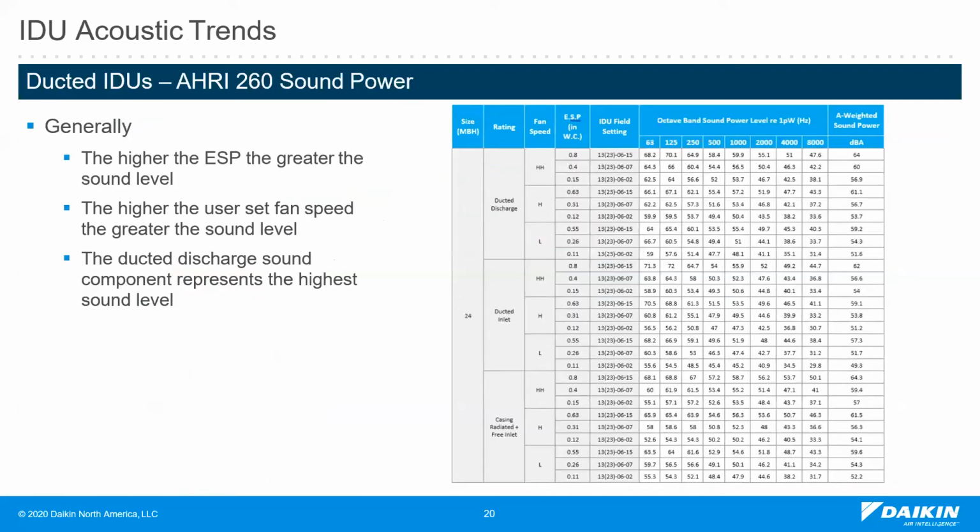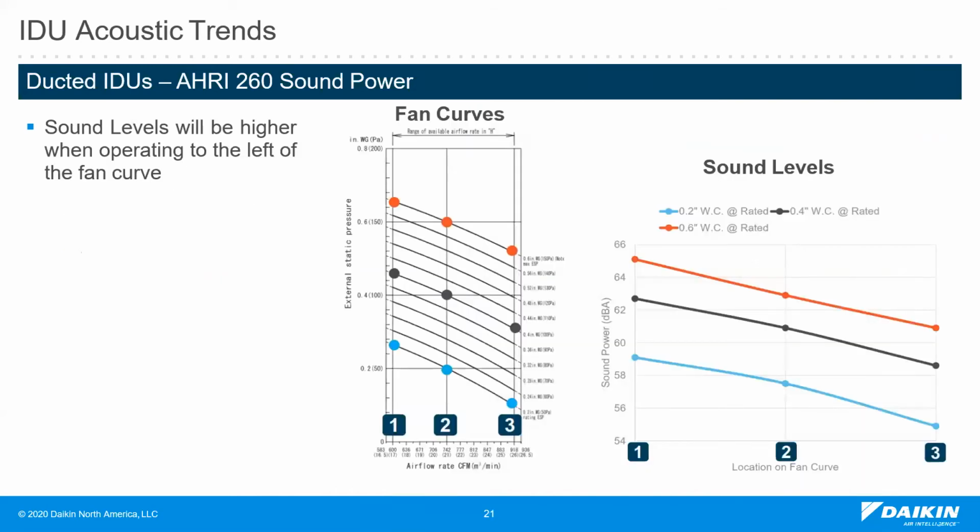Here are some ducted unit sound level trends. Generally, the higher the ESP, the greater the sound level. The higher the user set fan speed, the greater the sound level. The ducted discharge sound component represents the highest sound level, as shown on that reverberation testing diagram. Another acoustical trend is that sound levels will be higher when operating to the left of the fan curve. You'll see that this matches with what I said in the last slide. In general, the higher the ESP, the greater the sound level.